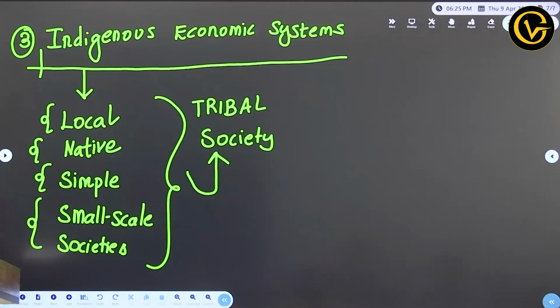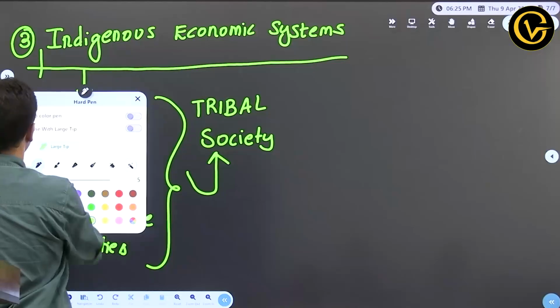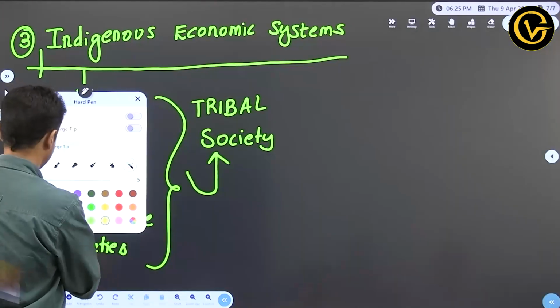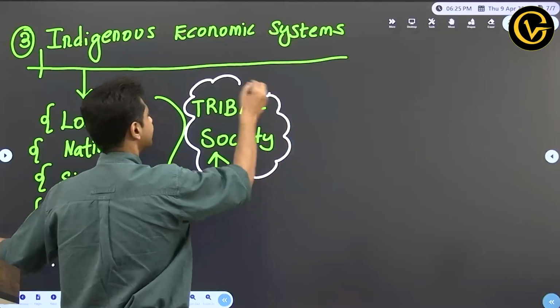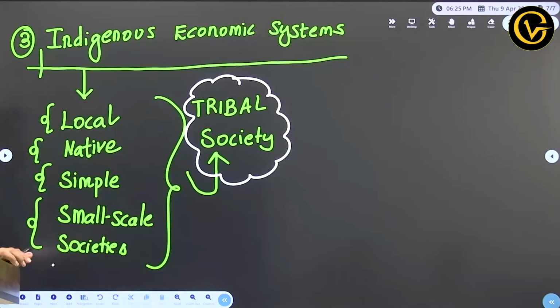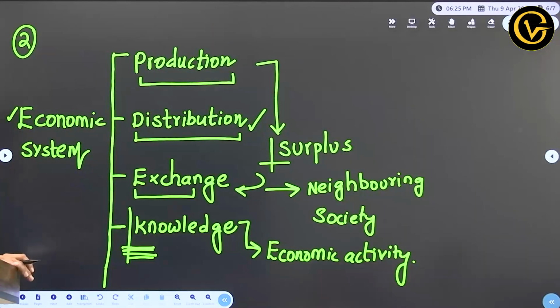The terms which I am using are not anthropology terms. I am just using general English terms so that you will understand it in an easy way. To make it much easier for you, it's nothing but a tribal society. Understood what I am trying to say? Indigenous economic systems. Just now I told you any economic system will have production, distribution, exchange, and knowledge. You agree with me?